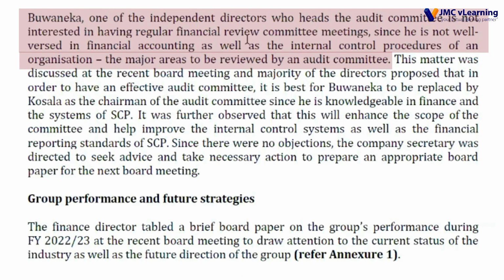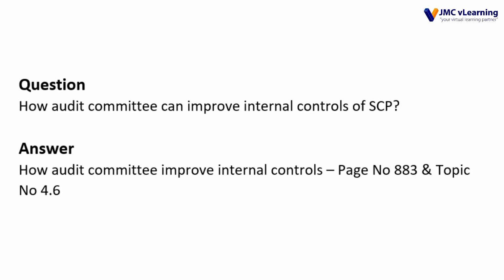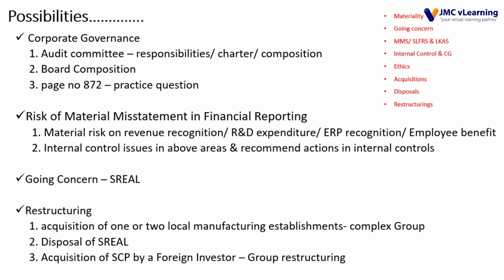Now the examiner will ask you a question: how will the audit committee improve the internal control? Note down. Here, the question will be: how can the audit committee improve the internal controls of SCP? This is the question. The examiner won't ask a direct question from the booklet. Keep in your mind, this will be the question, right? How can the audit committee improve internal controls of SCP? The entire answer is available in your study pack, page number 883, right? Now I have given you three areas to be considered, right? I am moving back to my possible areas in the presentation here. Now that's how the audit committee part can be tested, right?